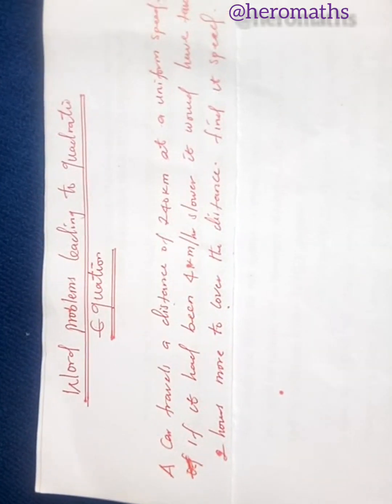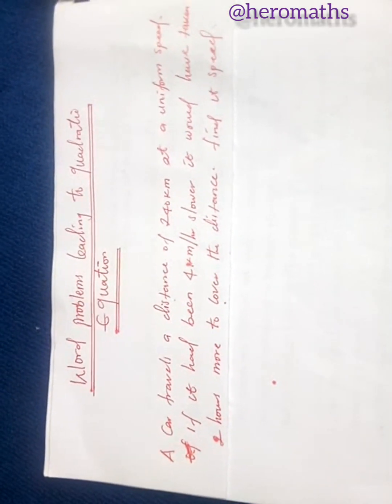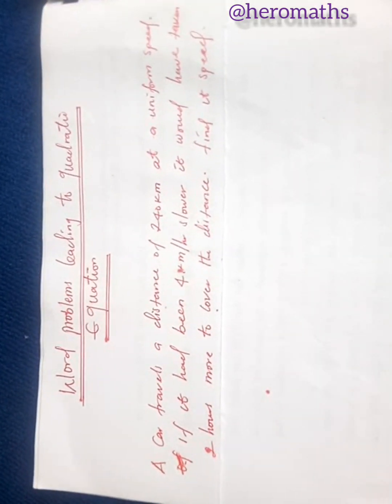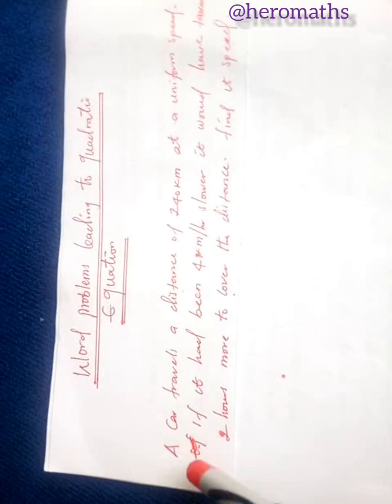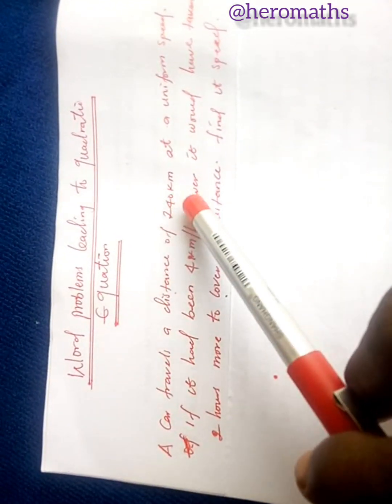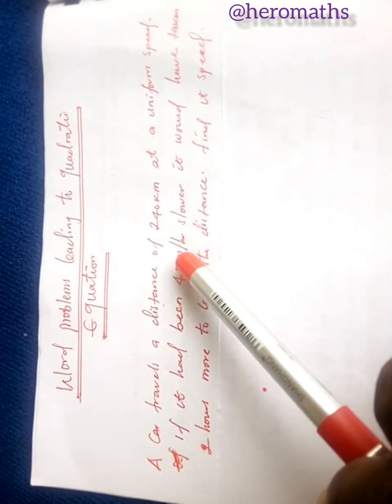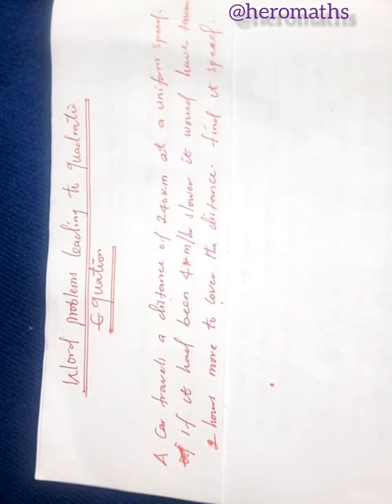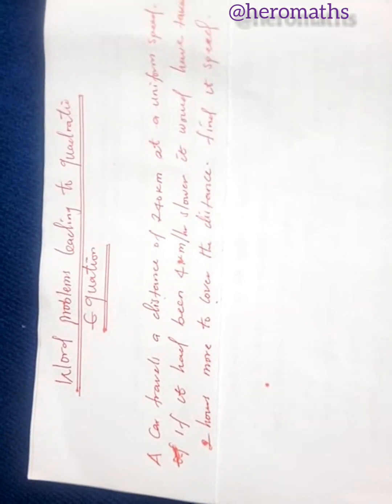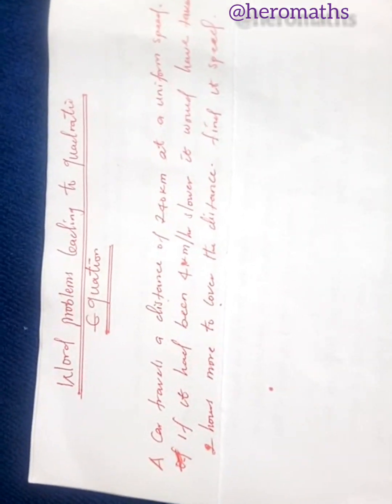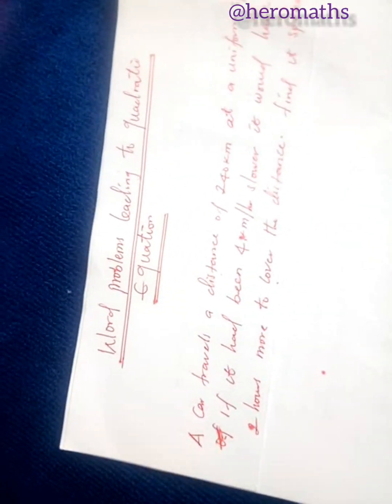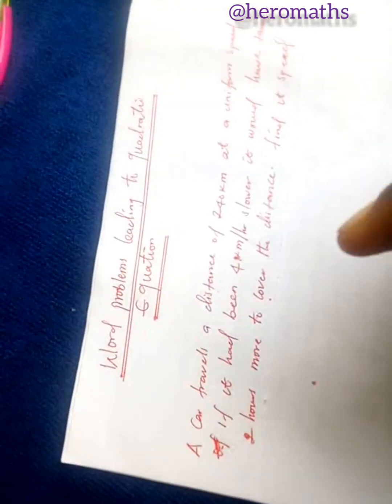In this video, I'm going to teach you how to solve word problems leading to quadratic equations, as written on the paper. And we have a question here. A car travels a distance of 240 kilometers at a uniform speed. If it had been 4 kilometers per hour slower, it would have taken 2 hours more to cover the distance. Find its speed.